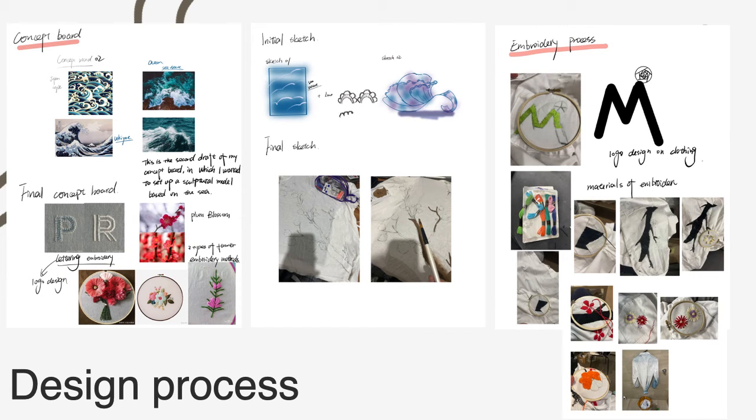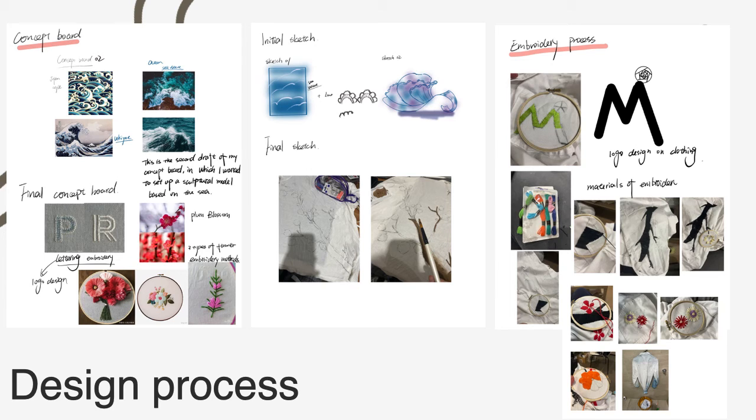This is my design process. I have 2 concept boards. The first concept board shows a lot of seaweed pictures because I wanted to set up a sculpture made based on the sea. Now I change to the embroidery.